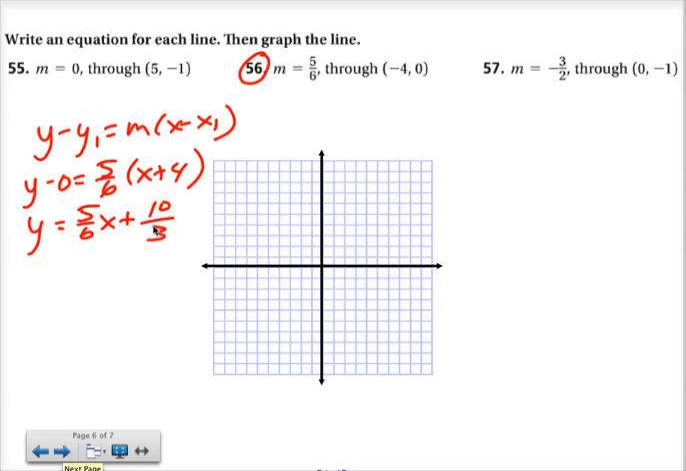Now, if I were going to graph this, I would definitely just go by the original information and say, okay, it's supposed to go through negative 4, 0. 1, 2, 3, 4. There it is right there, going by ones. And then go up 5 and over 6. So 1, 2, 3, 4, 5. 1, 2, 3, 4, 5, 6. And connect up those 2 points.